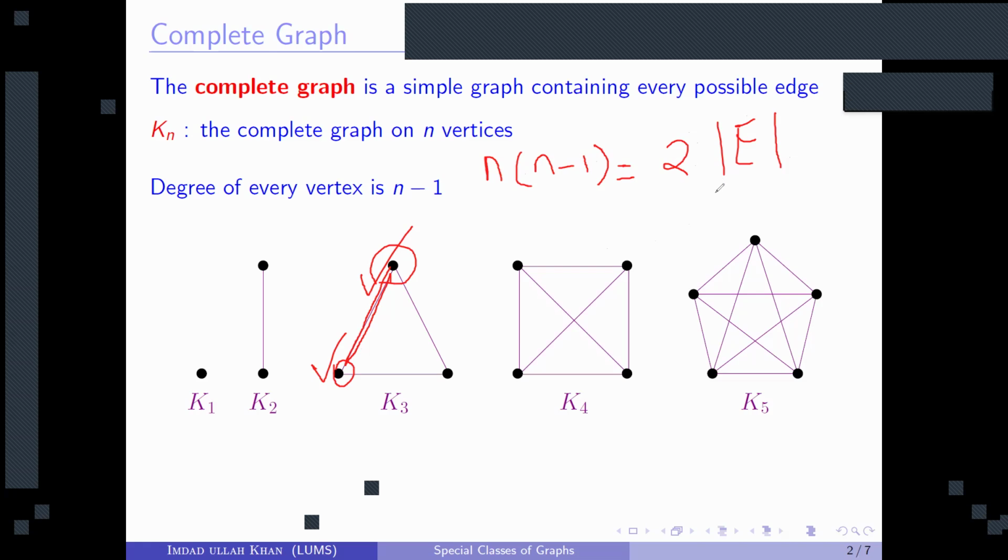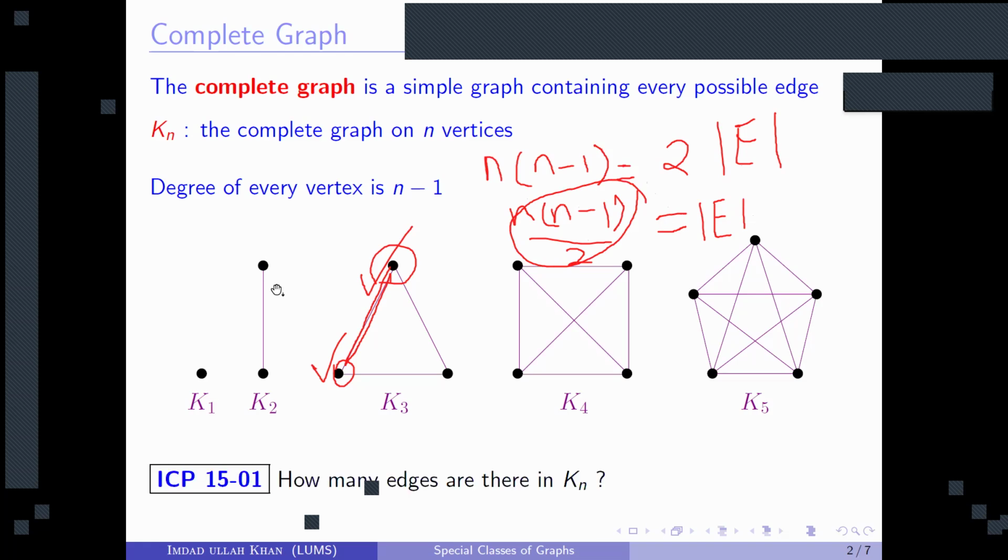So what will be the number of edges in a complete graph? It is n times n minus 1 over 2. And what is this expression on the right side? What does this mean? This means the first ICP.